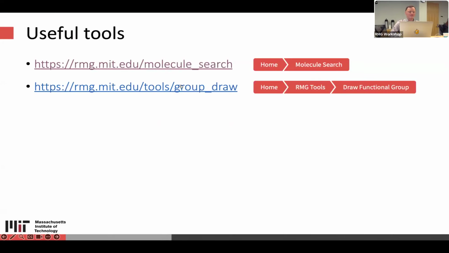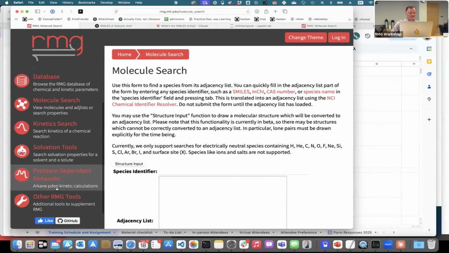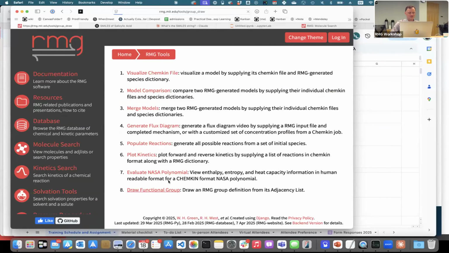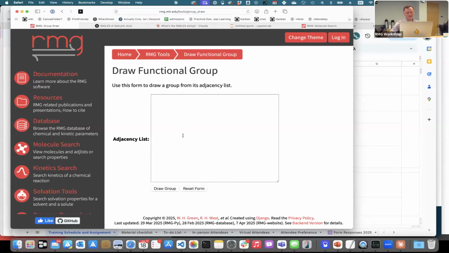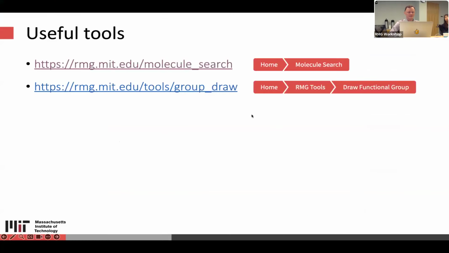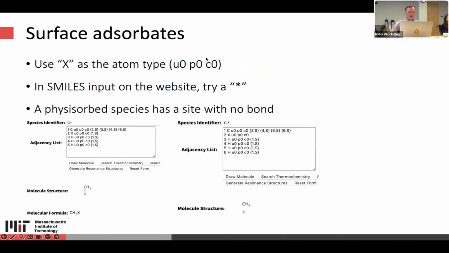Group draw is not working. There is sometimes when it's working. For another thing on the website in the other tools to draw functional group, if you're editing the database and you want to know what this description is, you can paste it in here and it will try to draw it, but it's not working.